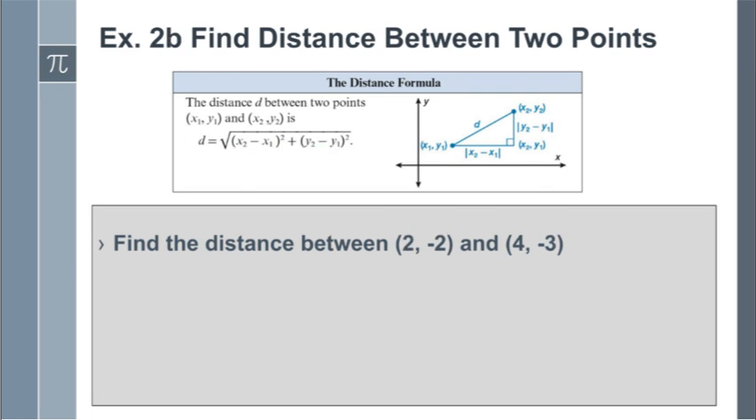Next, find the distance between points (2, -2) and (4, -3). So our x1, y1, our x2, y2. Substitute them in our formula.